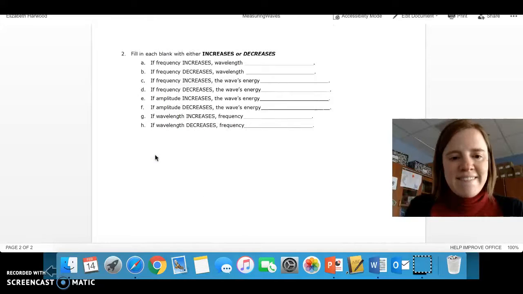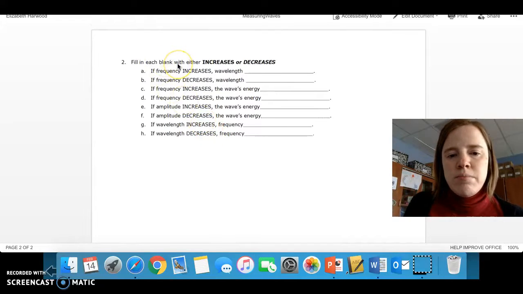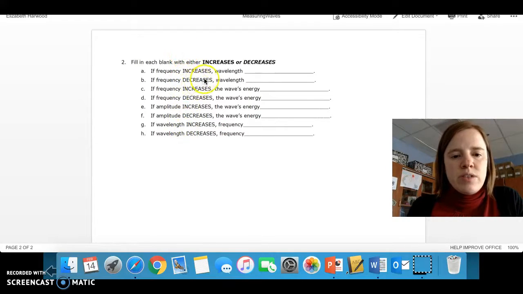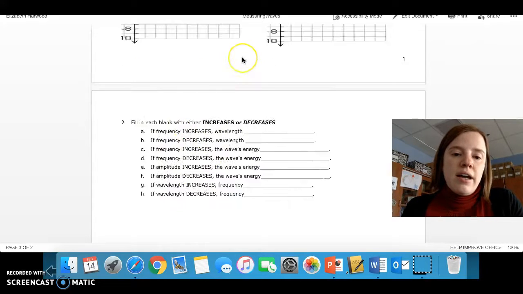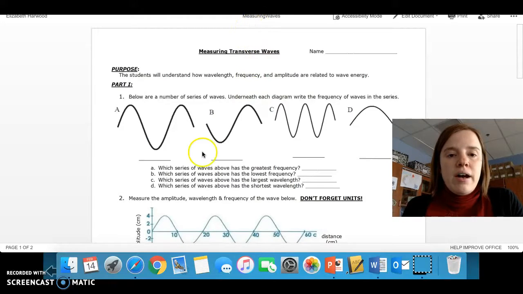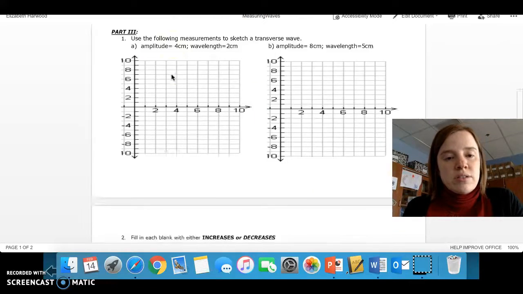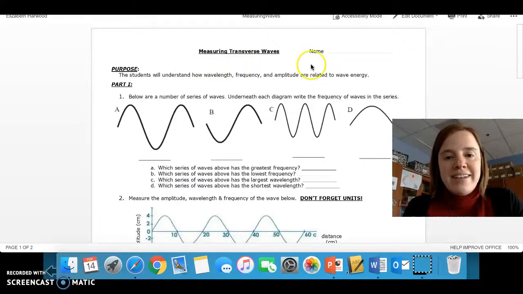Okay? And then finally, taking all that you've figured out so far, you're going to indicate if frequency increases, what happens to wavelength. If frequency decreases, what happens to wavelength. So again, this is just kind of tying in all the stuff that we know. And once you're done, or if you have any questions before you finish, let me know. All right, good luck.